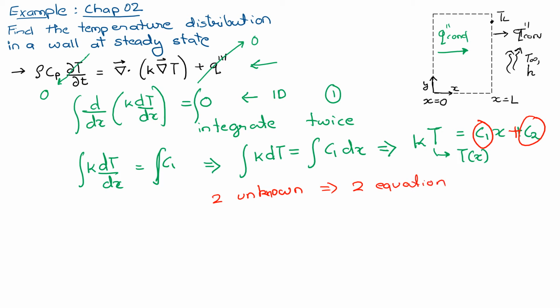And where will we get those two equations from? Our boundary conditions. So we have two boundary conditions. The first boundary condition is temperature at x equal to L, not 0 but L, is equal to TL. Now let's see how we can apply this boundary condition and find the value of a constant.